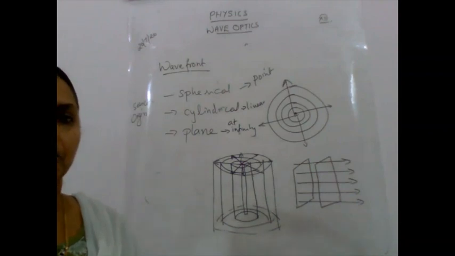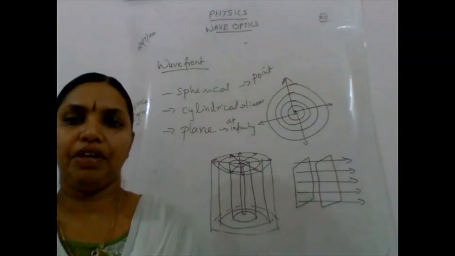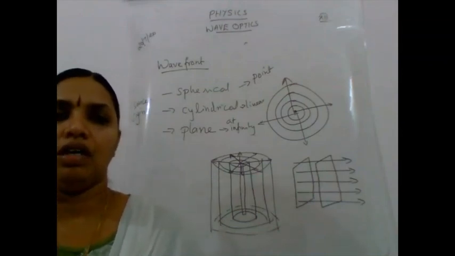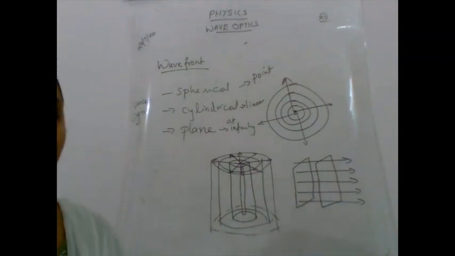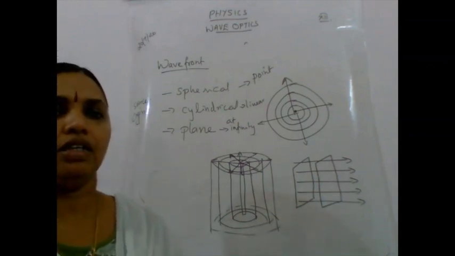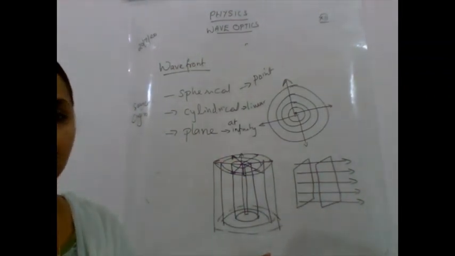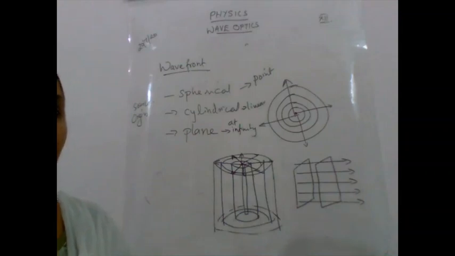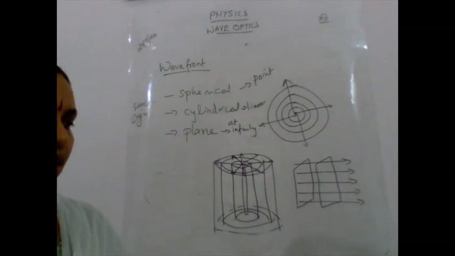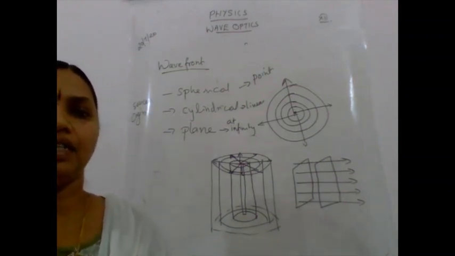So write down the questions. What is a wavefront? What are the different types of wavefront? Draw a diagram to represent each. Next question: What is a ray? So, wavefront and ray.